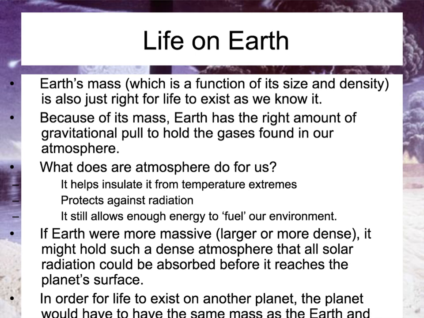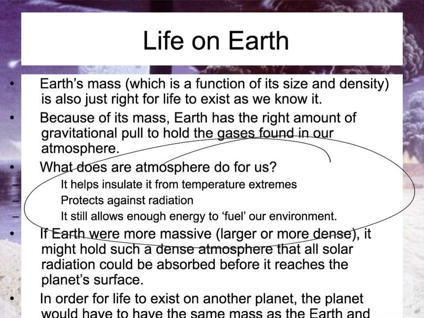Look at what the actual atmosphere does for us. It helps insulate us from temperature extremes. That's really important. If we're living in deep space and the sun's up and it gets really, really hot, sun's down and it gets really, really cold, that's hard for organisms to survive. And so this right here, to prevent that, is a product of our atmosphere. It protects against radiation like UV and a lot of other worse ones, and it still allows enough energy in to help fuel and provide energy for our environment.